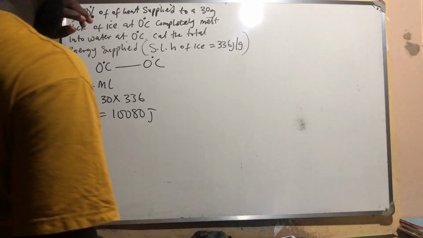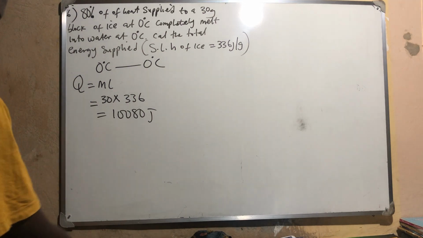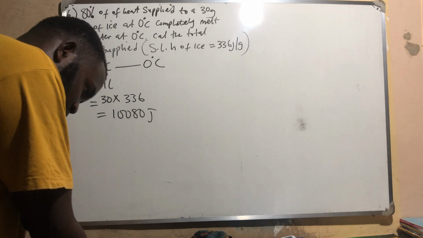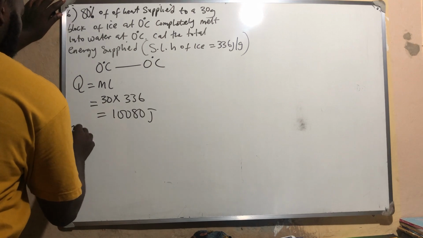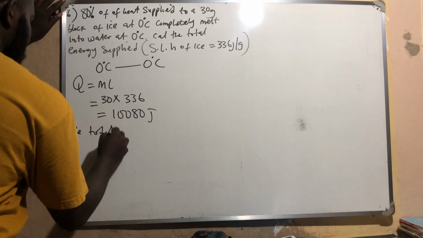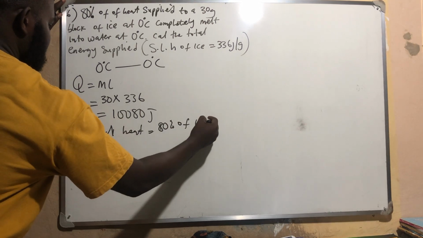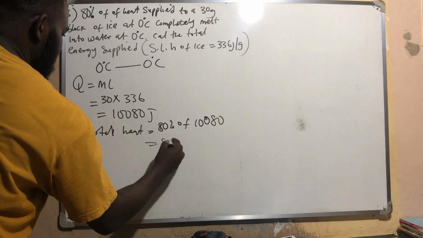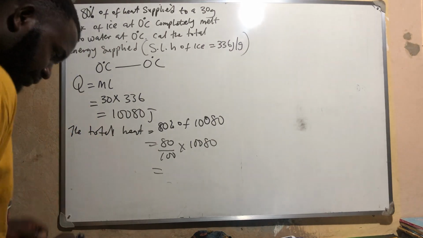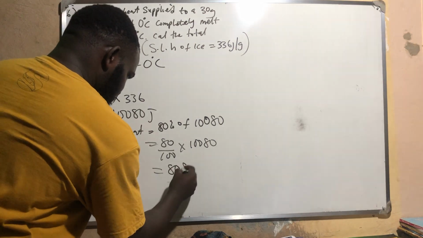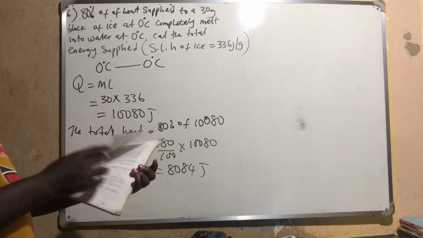But what they say is that 80% of the heat supplied to this block of ice completely melts it. So 80% is the one supplied. So the total heat is equal to what? 80% of 10080, which is 80 divided by 100 times 10080. So what do you have? That is 8064 joules. All right.